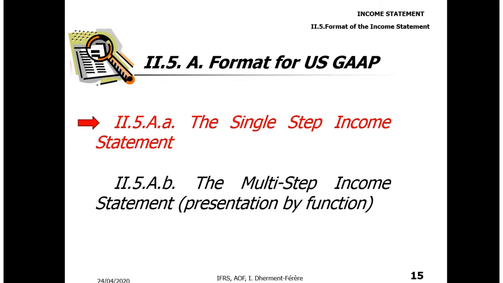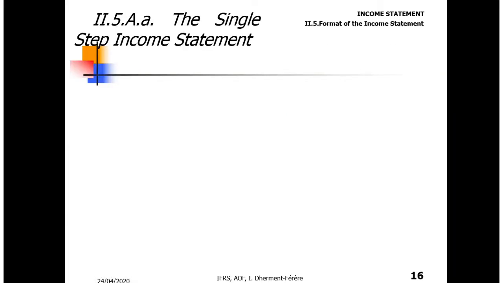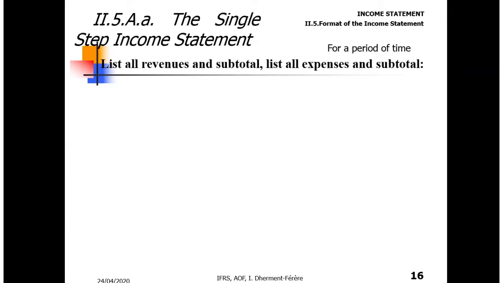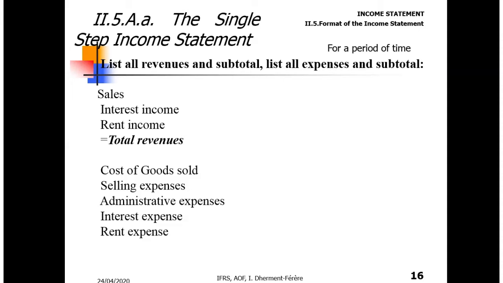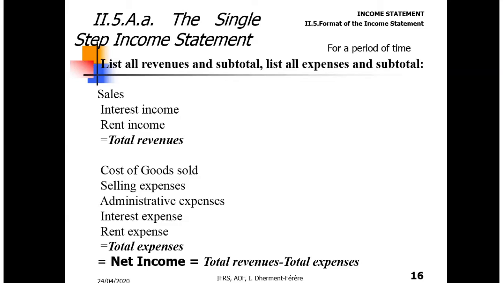First of all, let's see the single-step income statement. For a period of time, list all revenues and subtotal, and list all expenses and subtotal. Sales, interest income, rent income equals total revenues. Cost of goods sold, selling expenses, administrative expenses, interest expense, rent expense equals total expenses. Net income equals total revenues minus total expenses.